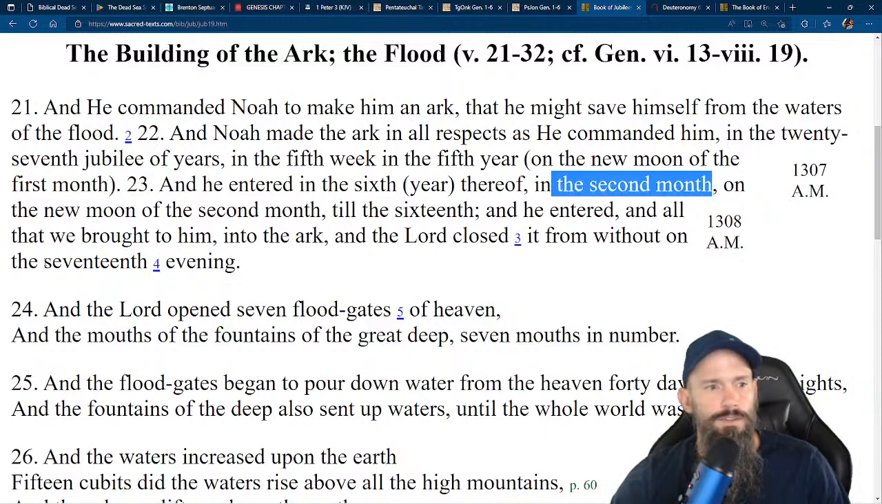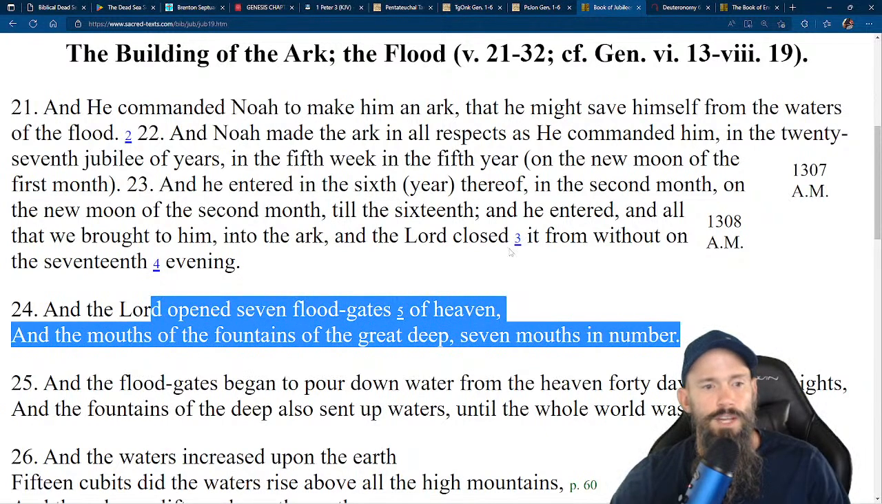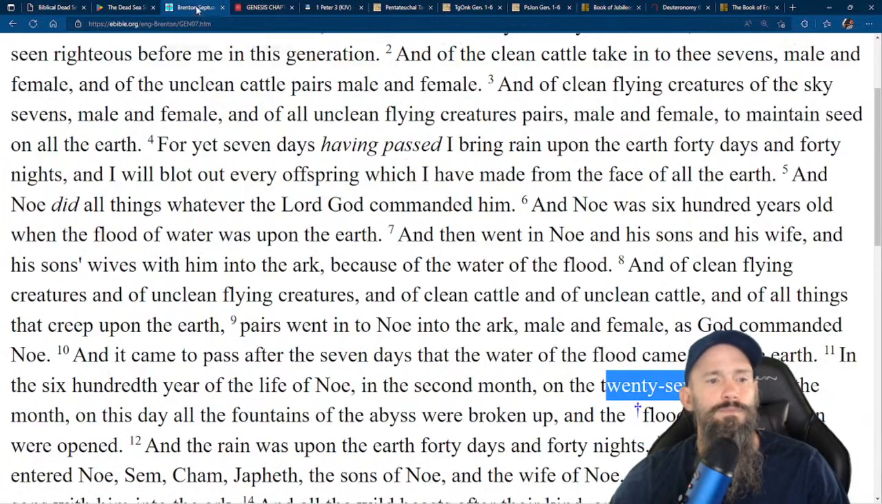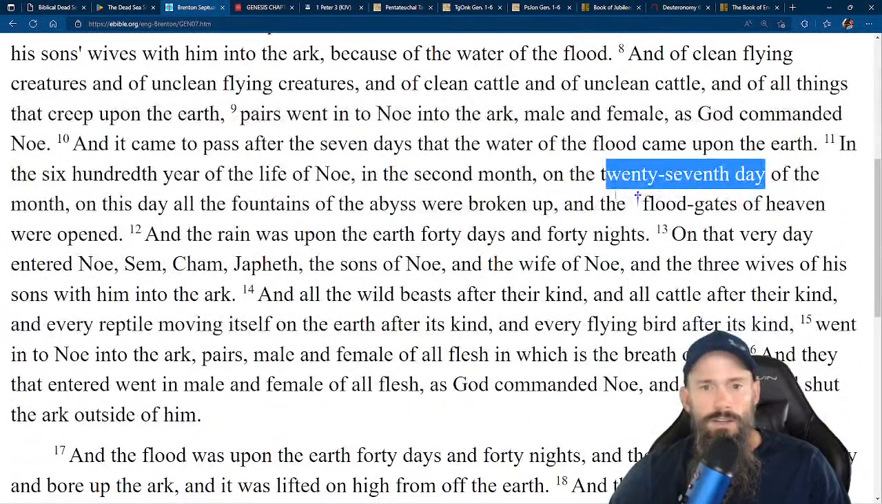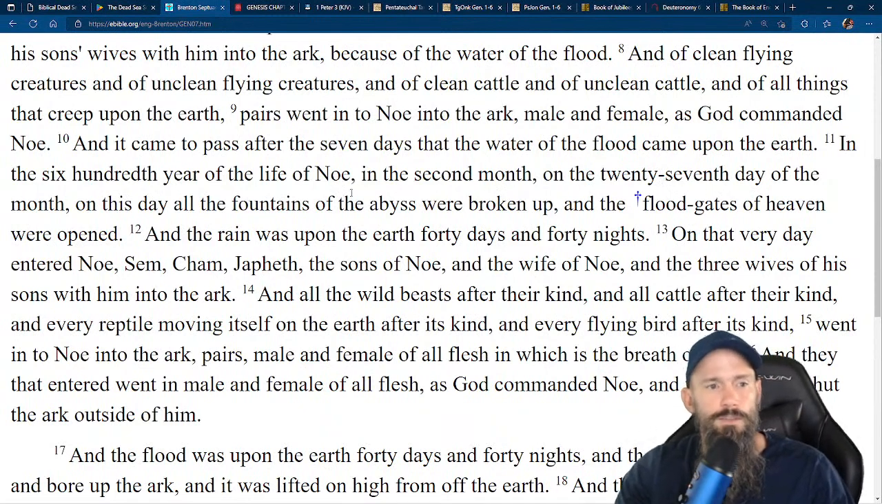Second month, 17th day. Floodgates from heaven are open. Not the 27th day. Septuagint proven wrong again. I like the Septuagint, but some parts are not right.